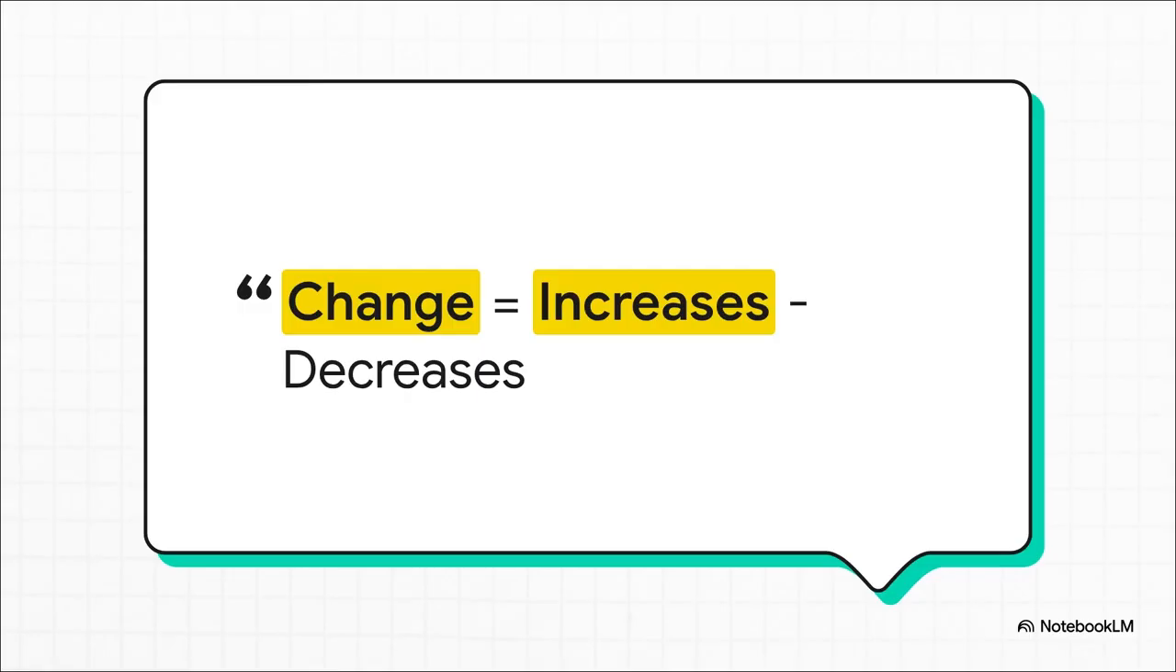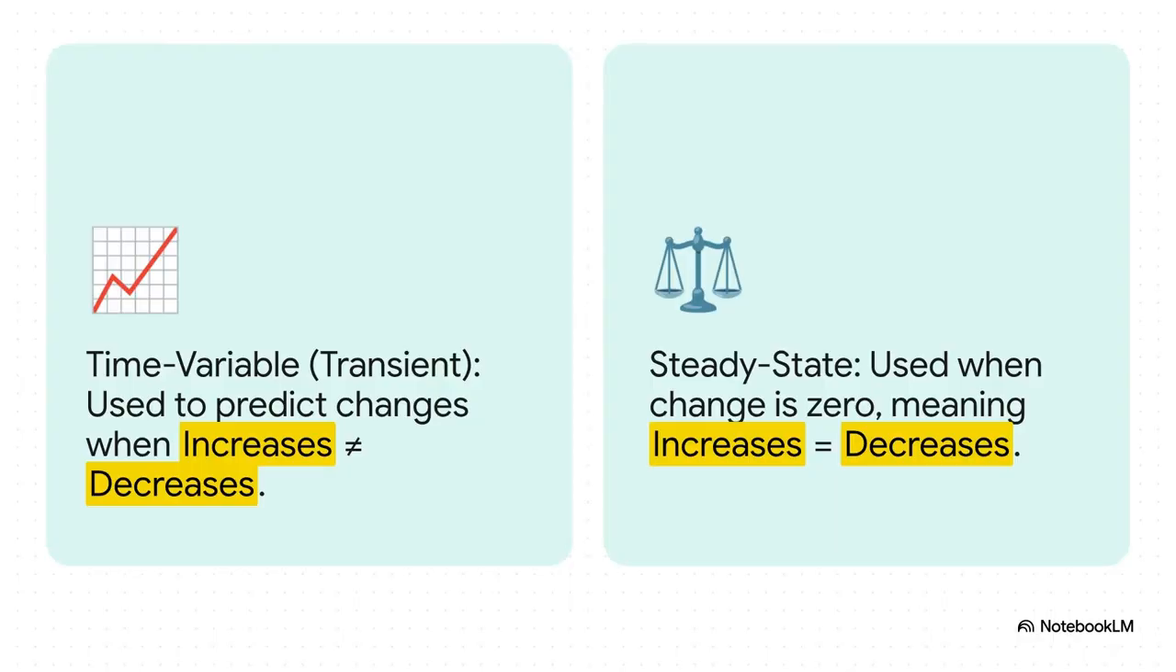The change in any quantity in a system, any quantity at all, is simply what's being added minus what's being taken away. And this law perfectly describes what happened to our bungee jumper. During that transient phase, the increases in velocity from gravity were way bigger than the decreases from air resistance. So there was a net change, acceleration. But at steady state, those forces balanced out. The increases equaled the decreases, so the net change became zero, no more acceleration.